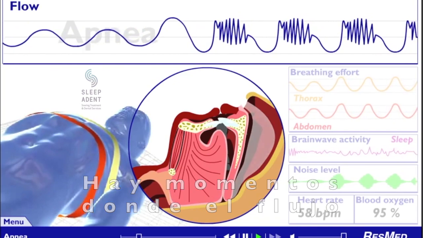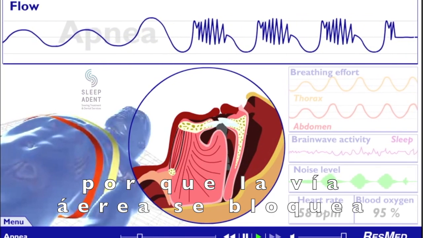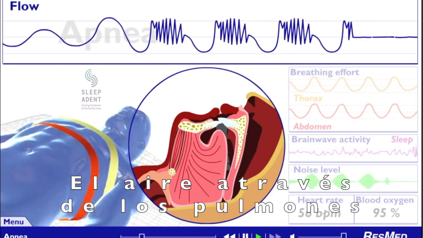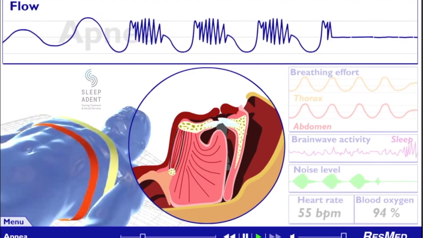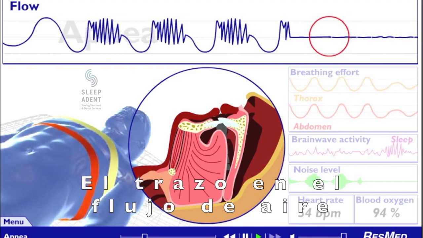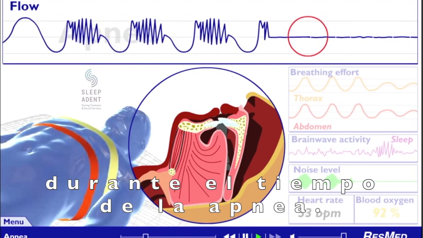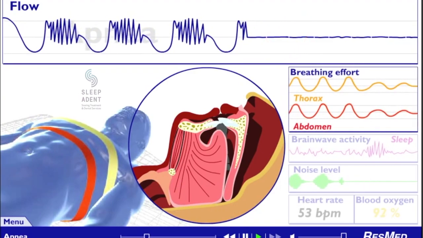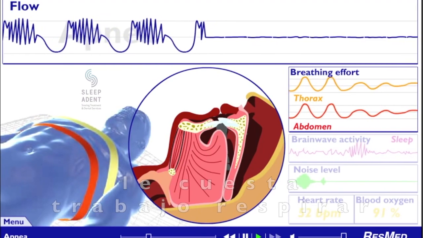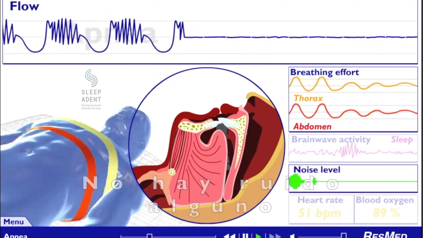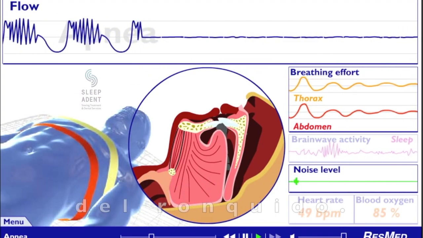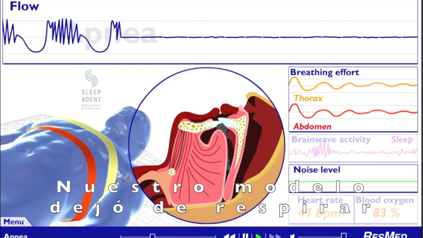There are times when airflow stops completely because the airway is blocked. This is known as an apnea. Air supply to the lungs is interrupted during an apnea. Our model shows obvious signs of an apnea event. The airflow trace changes to a horizontal line for the length of time that the apnea persists. This demonstrates that there is absolutely no airflow, as our model struggles to get air through the collapsed airway. There is no noise at all, which is a particularly dramatic change if the apnea follows snoring. Our model has stopped breathing.